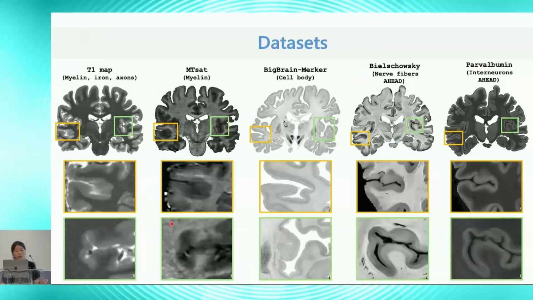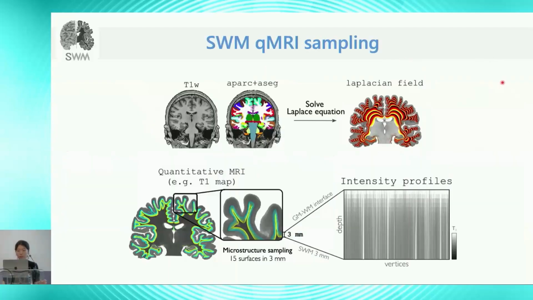So here is an overview of the datasets used in our study. The T1 map is sensitive to myelin, axon, and iron, all of which contribute to prolonged T1 relaxation times. MTSAT is sensitive to myelin density. The BigBrain dataset is stained for cell bodies using the Merker method. And the AHEAD dataset includes Bielschowsky and parvalbumin, which target nerve fibers and interneurons.